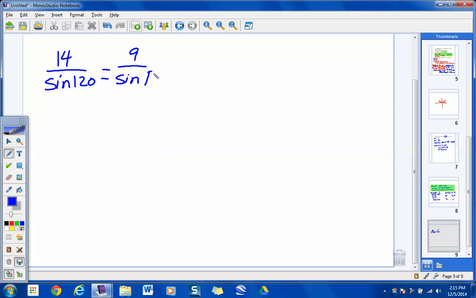So here's what I want you to do. I want you to cross multiply. Take sine of 120 times the 9 and divide by 14 there, okay? And we're going to end up with a sine of the B value equal to. Now don't do the work before me, but just tell me what sine B is equal to. What decimal do you get there? 0.5567. All right, so go ahead and invert that.